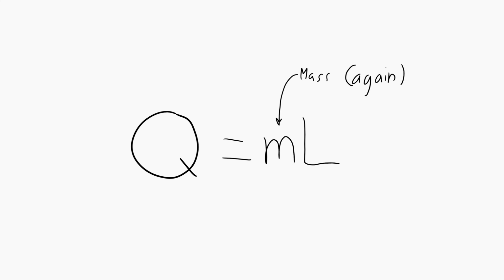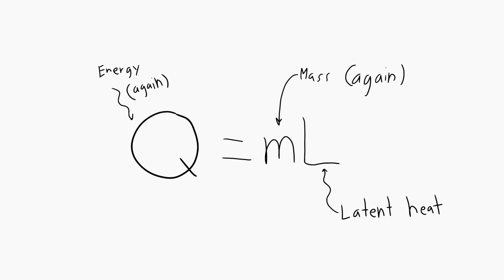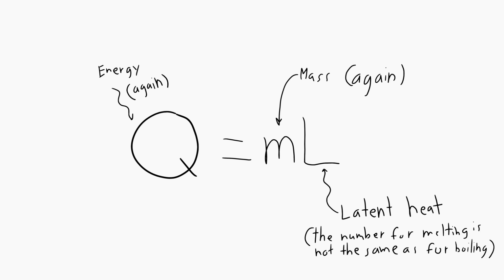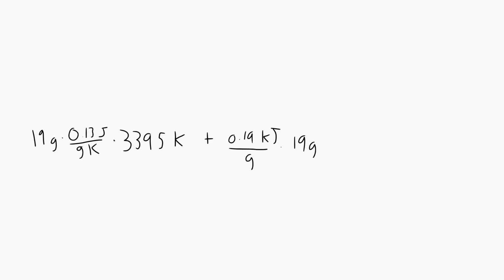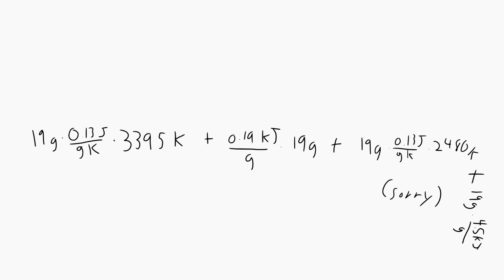Again, m is the mass, but now L is the latent heat of the material, which is how much energy is required for this substance to melt or vaporize, and this number is going to be different for both melting and vaporizing. So if we find the energy required to bring it to melting temperature, plus the energy required to melt it, plus the energy required to bring it to boiling temperature, plus the energy required to boil it, we get this monstrosity, which is equal to about 100 kilojoules of energy.